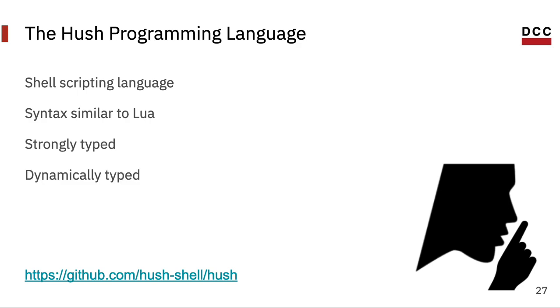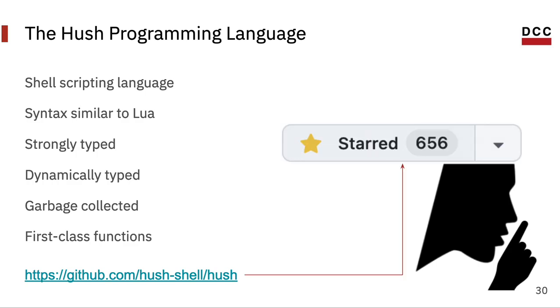Hush is dynamically typed, a bit like Lua, Python, Bash, and such. It also has a garbage collector that's implemented in Rust. Indeed, Hush is fully implemented in Rust. The garbage collector is implemented in Rust. And it has first-class functions. This last feature will play a role in this presentation.